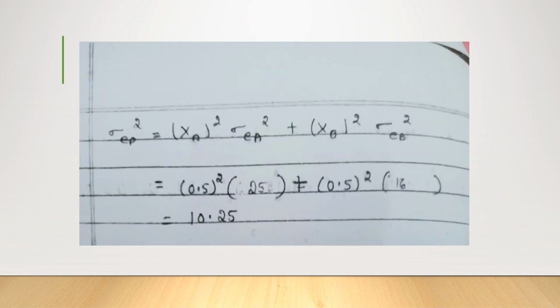Before calculating the standard deviation of the portfolio, you have to find the non-factor variance of the portfolio, that is, standard deviation EP square. The formula is XA the whole square into standard deviation EA square, plus XB the whole square into standard deviation EB square. Substitute the values here, and you are going to get 10.25.